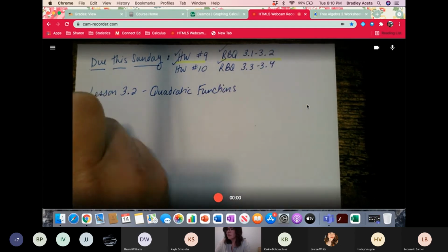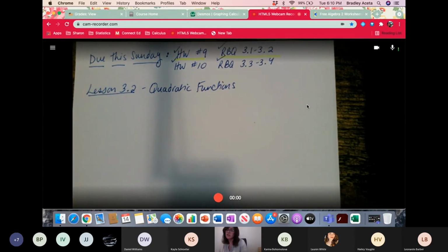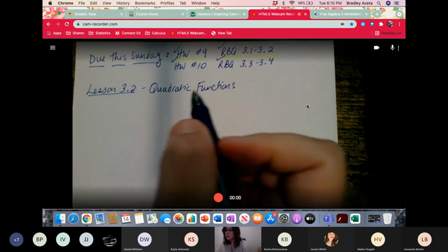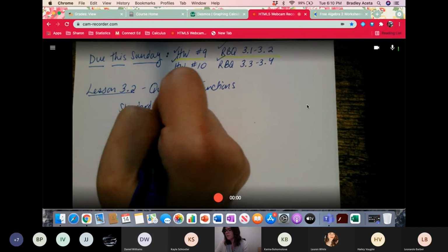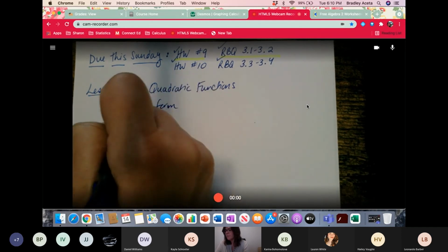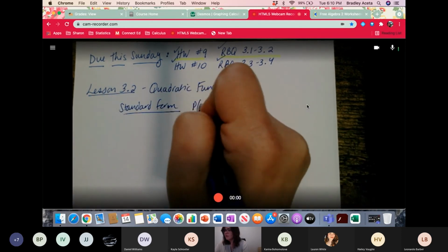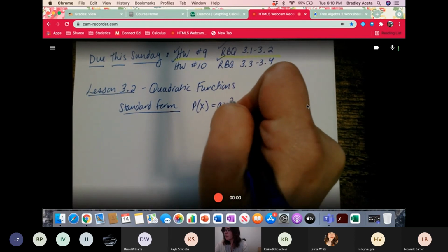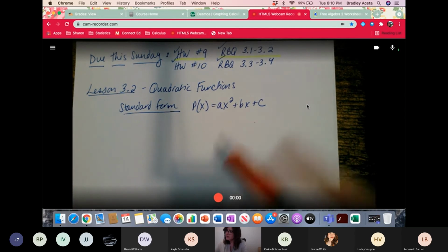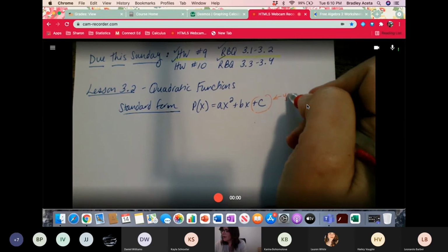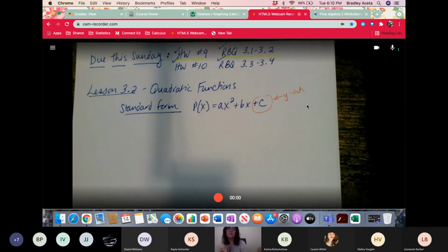Quadratic functions. Like I said, this chapter is a very big part of pre-calc, okay? So your standard form for a quadratic equation would be P of x equals ax squared plus bx plus c. You've probably seen that before. Ax squared plus bx plus c, where this c right here is your y-intercept.